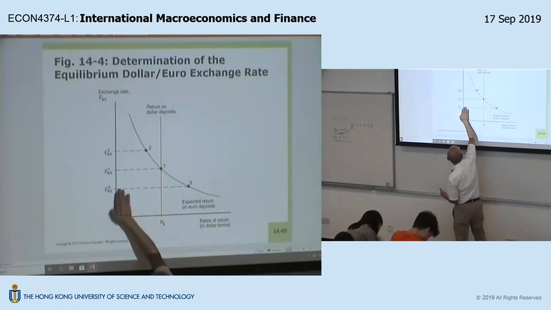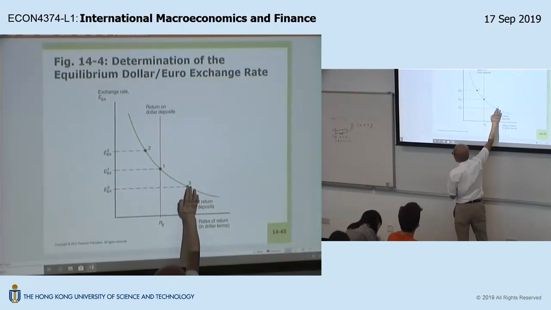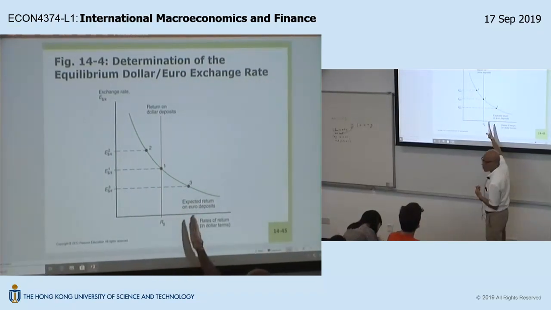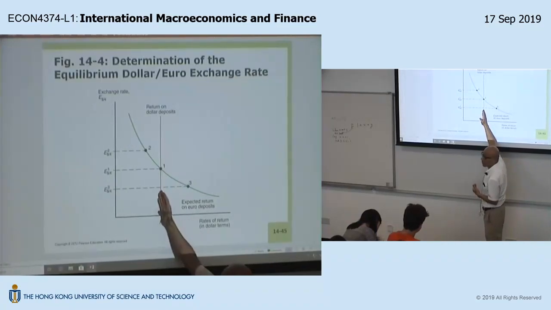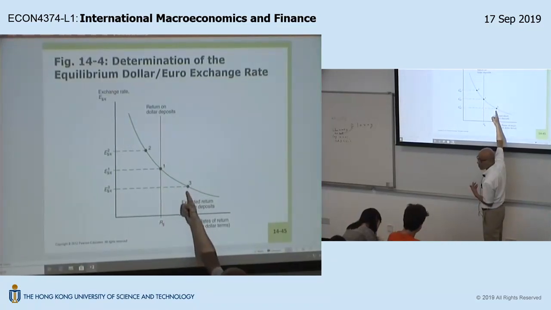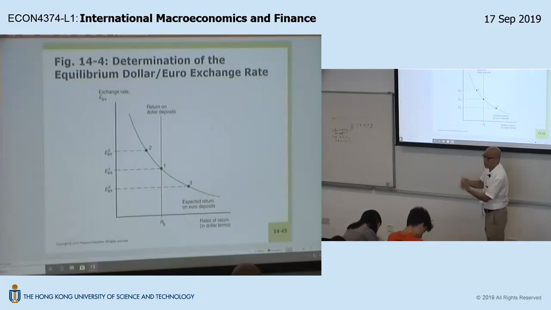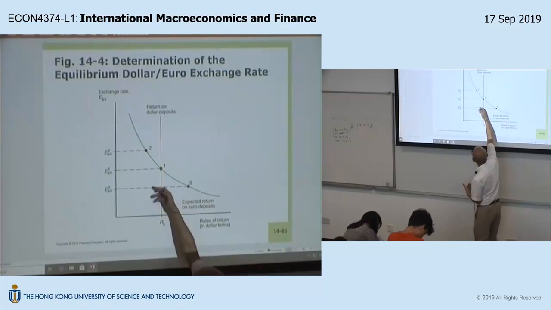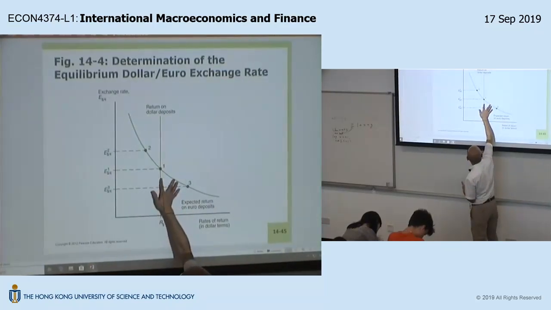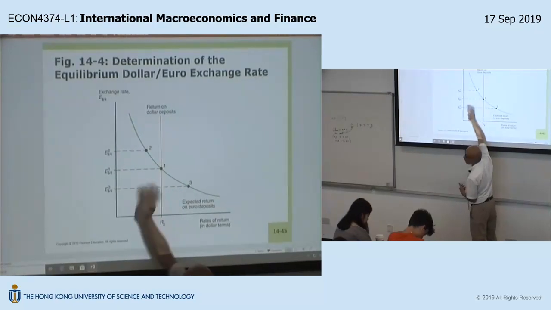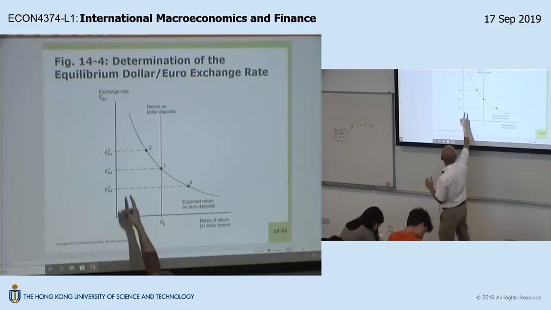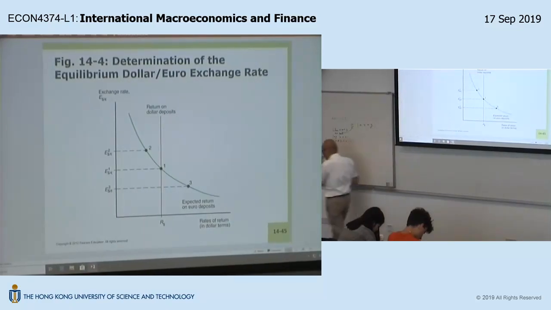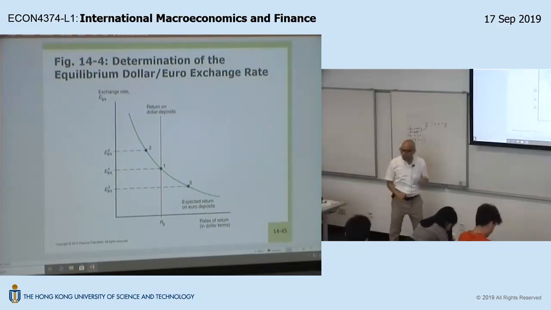If, on the other hand, the spot exchange rate is equal to E3, what happens? The dollar rate of return on dollar deposit is lower than the dollar rate of return on euro deposit, and therefore people want to sell the US dollar and buy the euro, and as a result, the dollar will depreciate. When the dollar depreciates, E rises, but E will continue to rise until E becomes E1, and it will stop there. So this is the equilibrium E1. That's why the intersection of the two curves gives you the equilibrium.